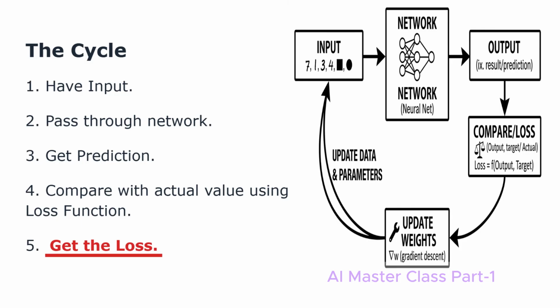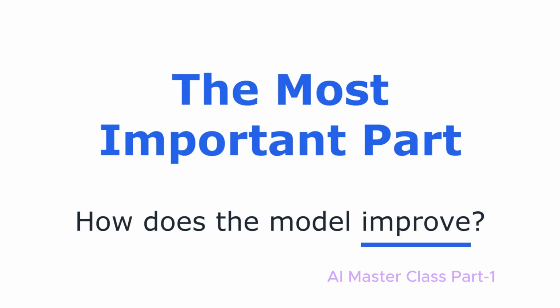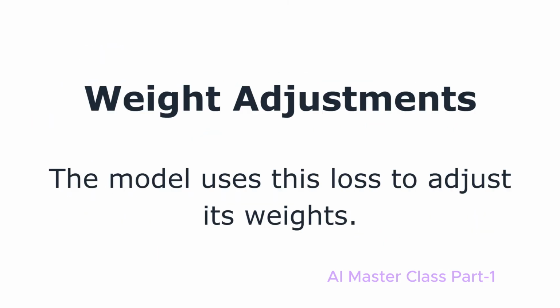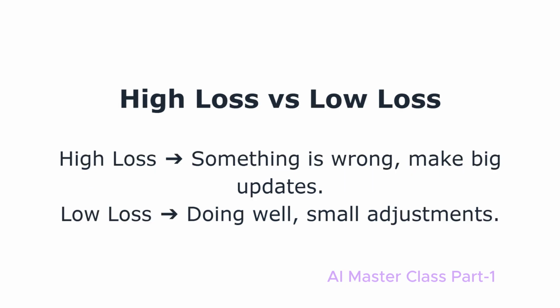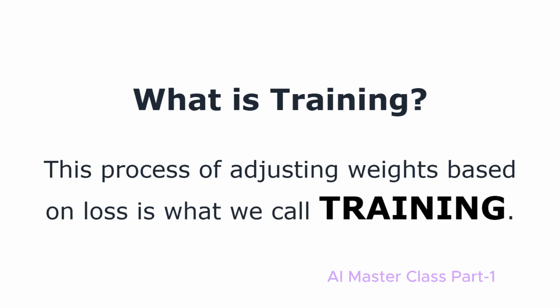This gives us the loss. Now comes the most important part. How does the model improve? The model uses this loss to adjust its weights. If the loss is high, it means something is wrong. So the model updates its weights in such a way that next time the prediction becomes better. If the loss is low, it means the model is doing well. So only small adjustments are needed. This process of adjusting weights based on loss is what we call training.